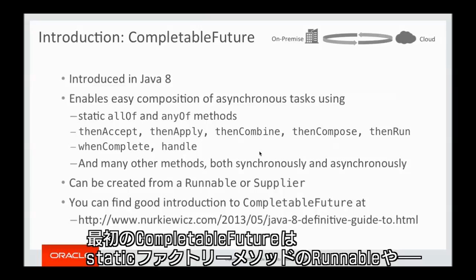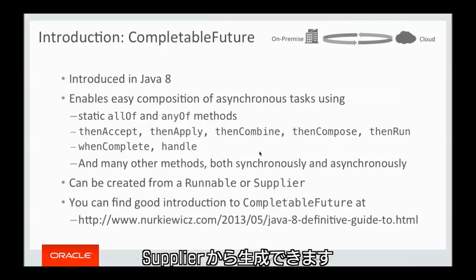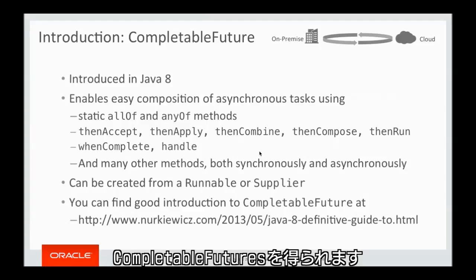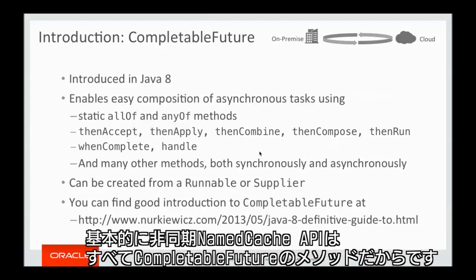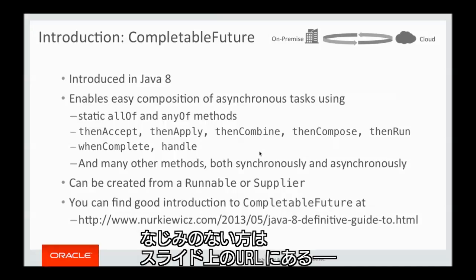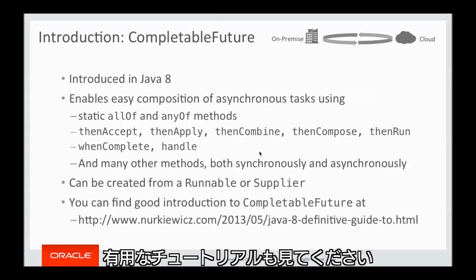The initial CompletableFuture can be created from a Runnable or Supplier. There are static factory methods that allow you to do that on the CompletableFuture itself. And as you'll see later, the Coherence API gives you a really easy way to get CompletableFutures, because basically all the methods on the async NamedCache API return a CompletableFuture. This is a brief intro, but you can find a really good introduction to CompletableFuture at the link provided on the slide. So if you're not familiar with it, I definitely suggest that you take a look at the tutorial that is available at that URL.